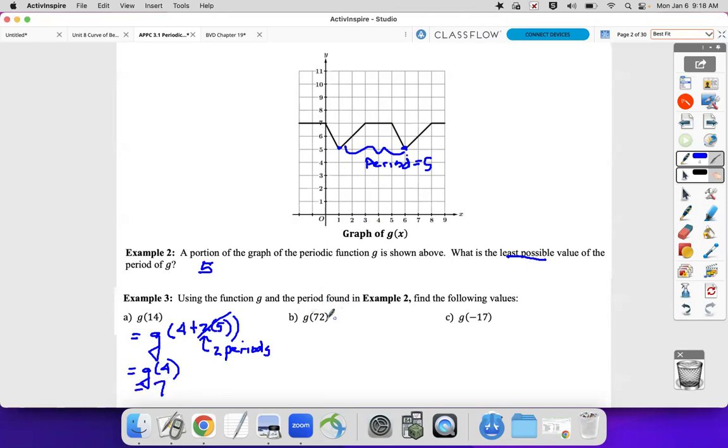Okay, so g of 72, you can see where we're going with this. We're dividing out periods of 5 from 72 and using whatever's left over. So obviously 5 goes into 70, but then you'll have 2 remaining. So that's going to be 2 plus 14 periods of 5. And then these will just cancel out because the 14 periods of 5 will bring us right back to what the value 2 was. And so g of 2 is 6.